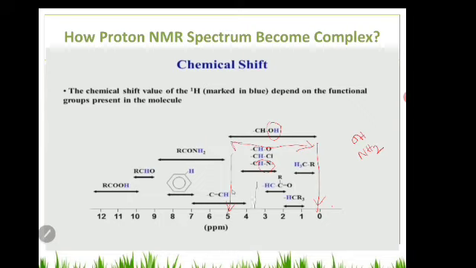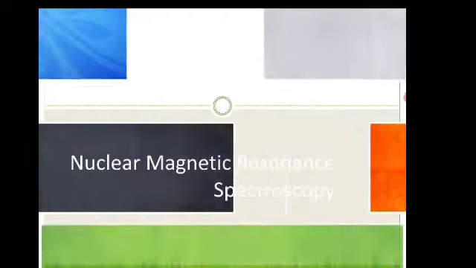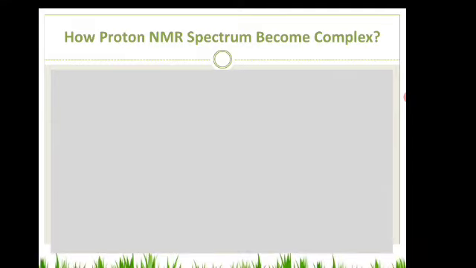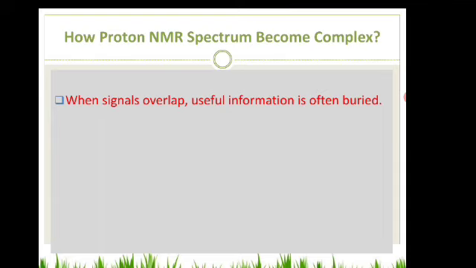So you might be getting a peak like this. This peak may contain information about the OH as well as NH. Then how do you split them? How will you get the proper information from NMR spectroscopy? This is the situation that makes the NMR spectrum quite complex. So how could a proton NMR spectrum be complex? The very first: when signals overlap, useful information is lost. We have already seen an alcoholic proton signal and an amine proton. When both are getting merged, you won't get the proper information.